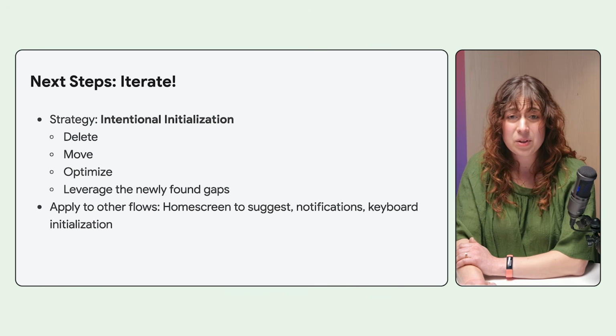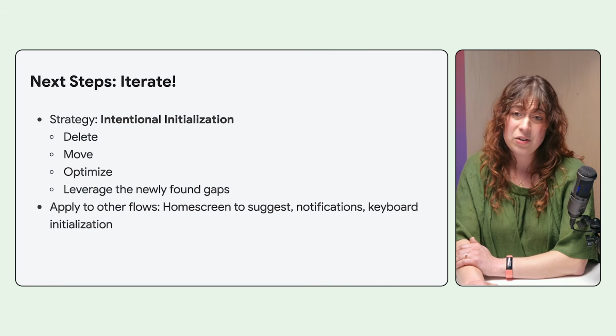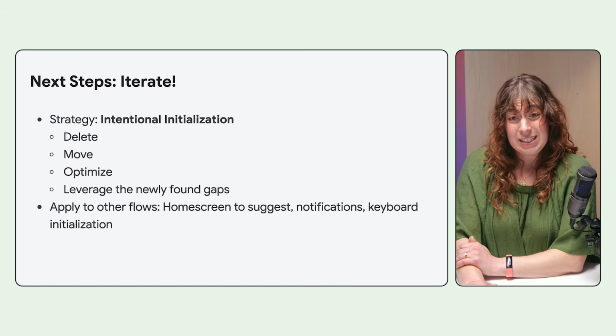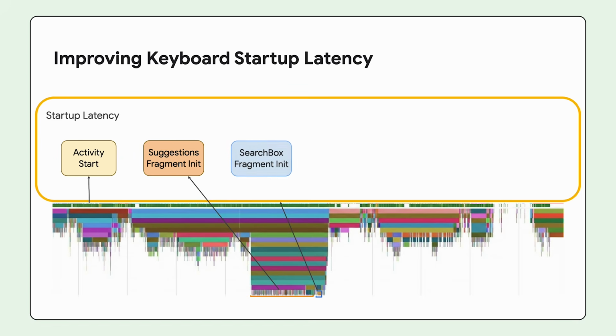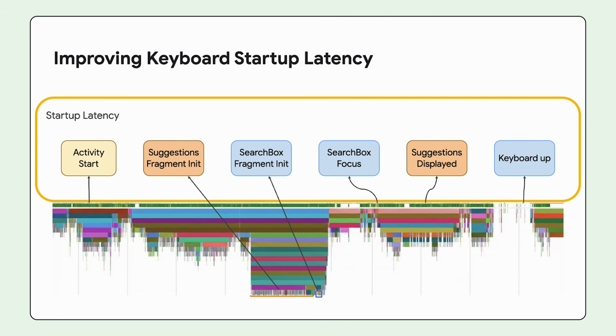And we can apply this concept to other flows, such as home screen to suggest, and notifications, and even more keyboard initialization. As an example, our current iteration is working on the keyboard again. Though considerable improvements have already been made to the keyboard startup latency, it's still been frustratingly slow, especially in comparison to Google Go's performance, and we have been looking into whether it's possible to make it faster. Looking at this trace, we can see where the activity starts, where the suggestions fragment is initialized, followed by the search box fragment. Then we get the window focus on the search box, then the suggestions are displayed, and then the keyboard finally comes up.